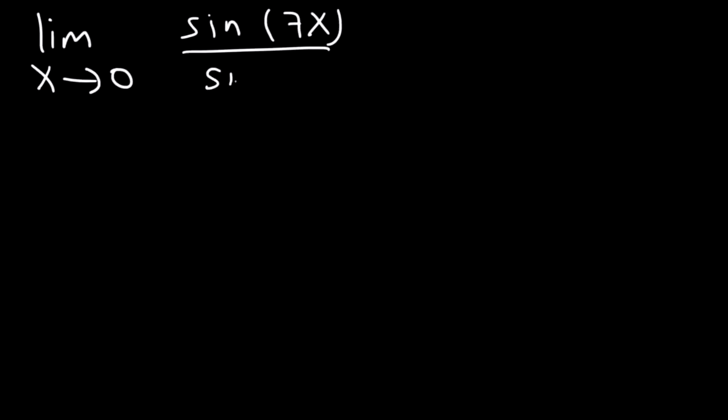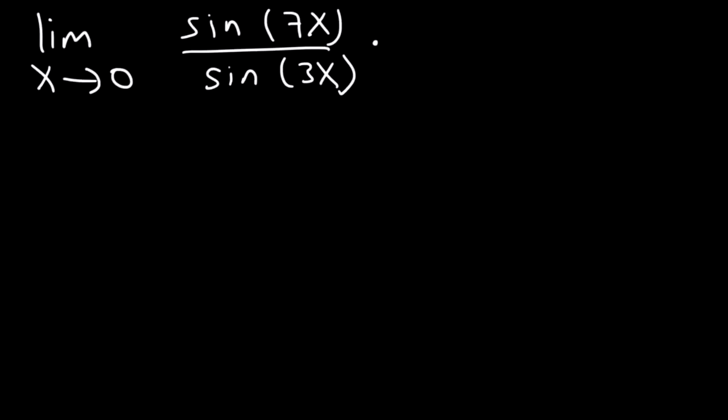Now what about this one? What is the limit as x approaches 0 for sine 7x divided by sine 3x? Feel free to pause the video and work on this problem. So just by looking at it, we could see that it's 7 divided by 3. But let's show our work.